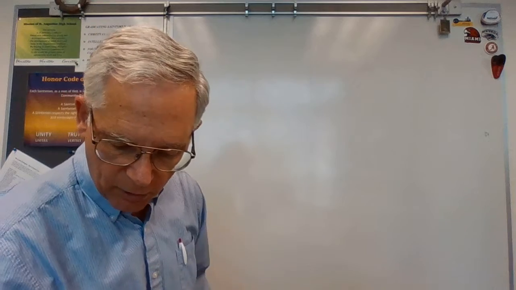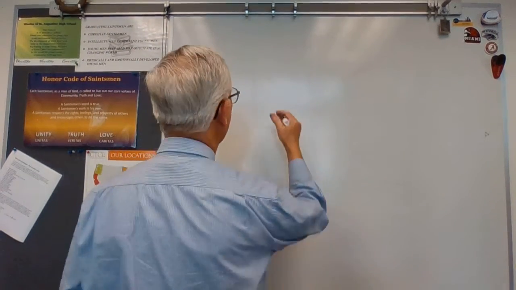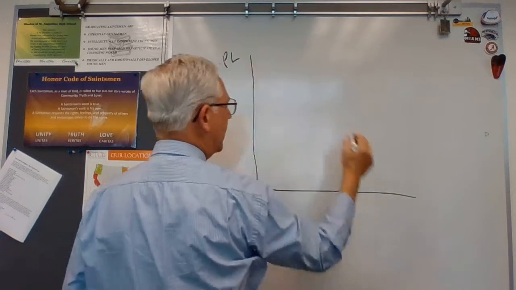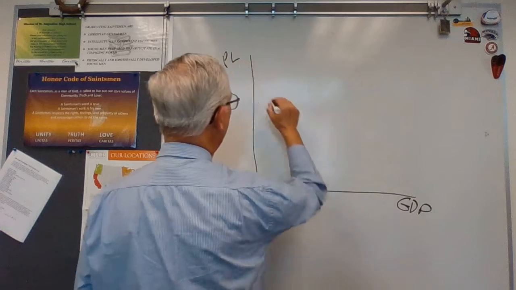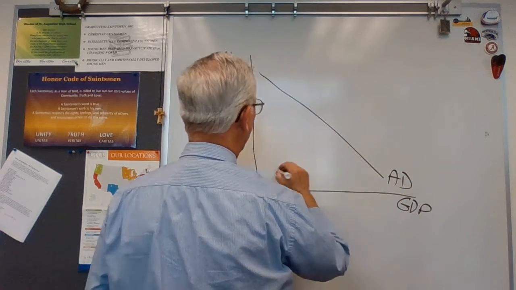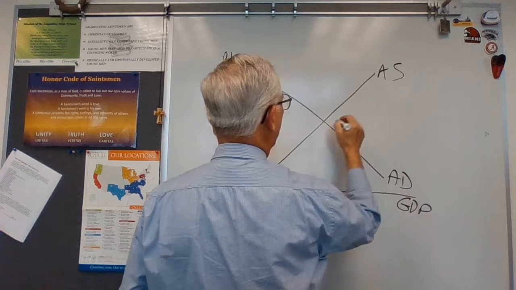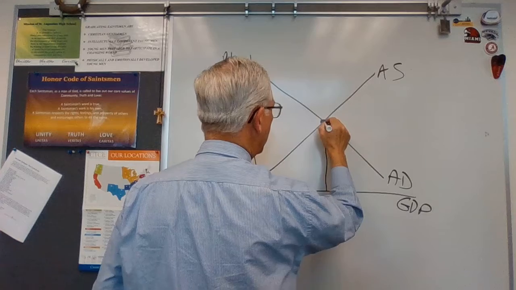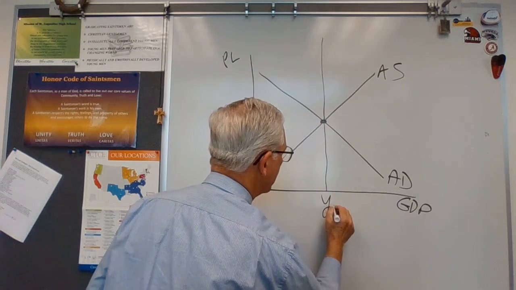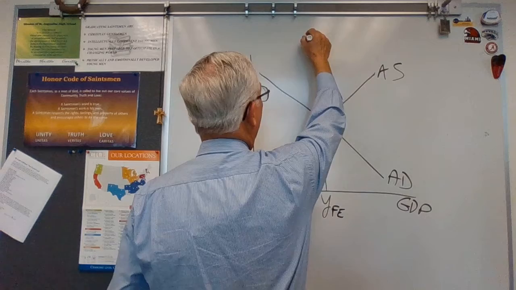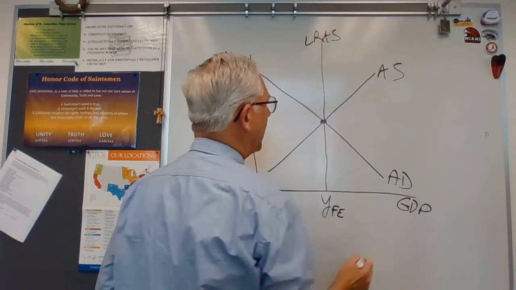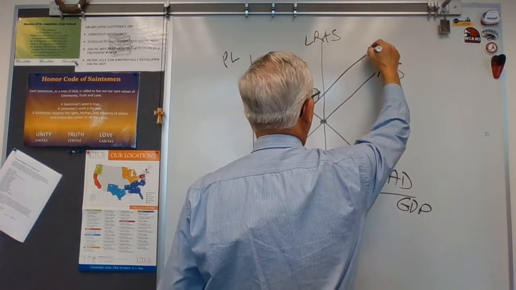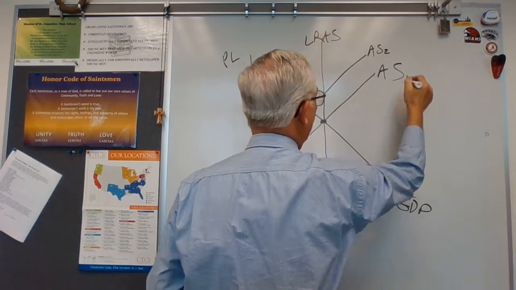So let's draw an economy that is operating at full employment. Price level, GDP, aggregate demand, aggregate supply, our equilibrium, and if we're operating at full employment, FE, this is the long run aggregate supply. This time we're going to shift AS back to the left to AS2. We'll call that AS1.